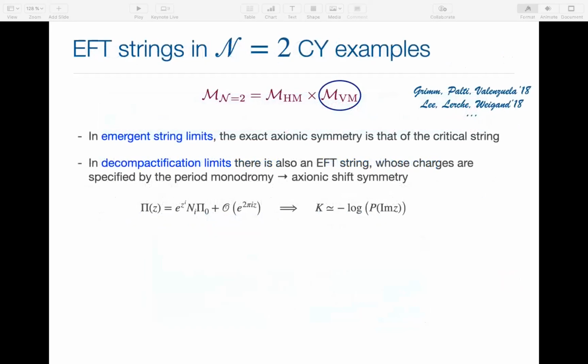Good. So a first check of this idea is to go back to N equals 2 examples, which have been looked at in all glory and detail, and where this whole story of revamping the Swampland distance conjecture appeared. And look what happens in there. For instance, we can go to the vector multiplet moduli space of Calabi-Yau compactifications.